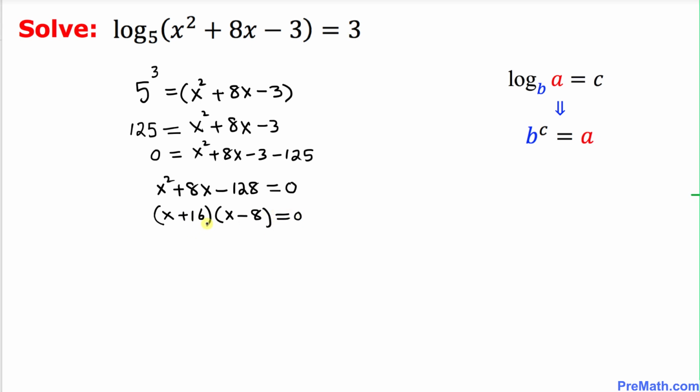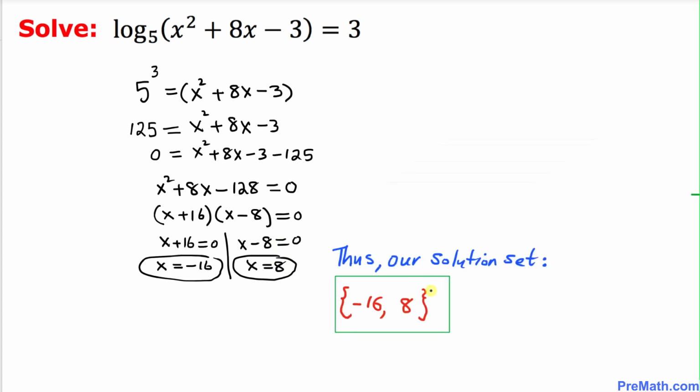All right. And now, since these two factors are equal to 0, I can separate them. I can split them. x plus 16 equal to 0, and the other one is going to be x minus 8 equal to 0. So one of our solutions is going to be x equal to negative 16, and the other one is going to be x equal to positive 8. And here is our final solution set, negative 16 and 8.